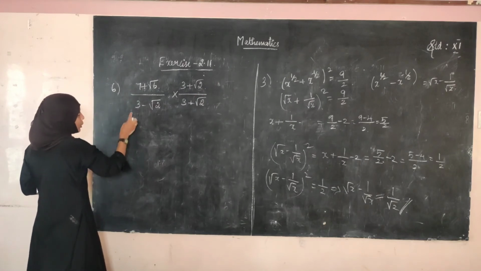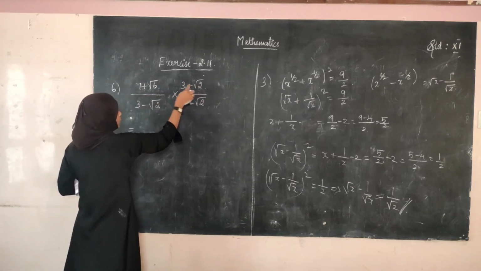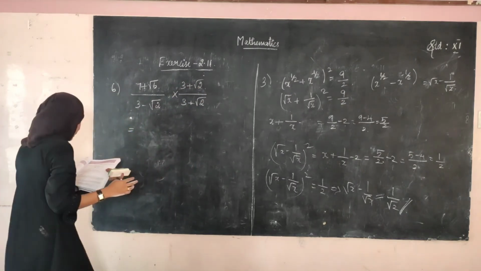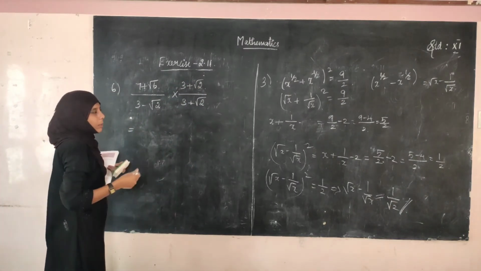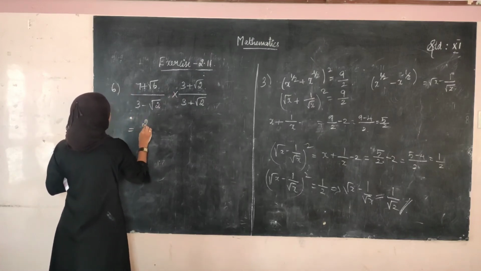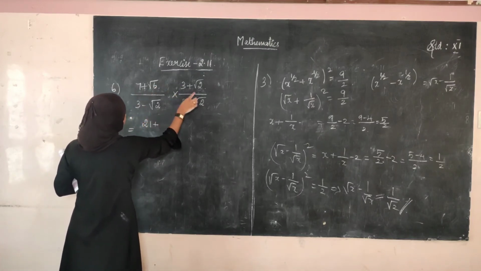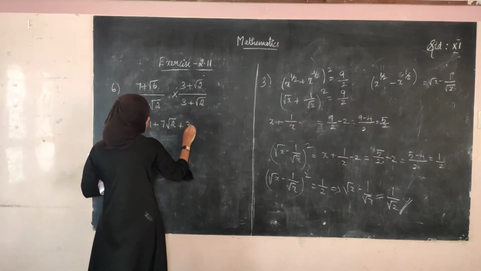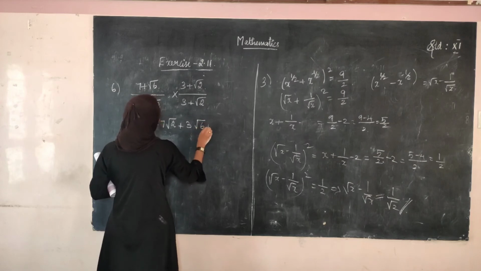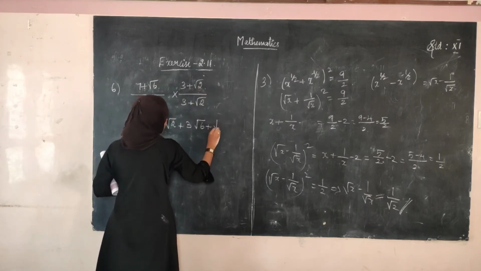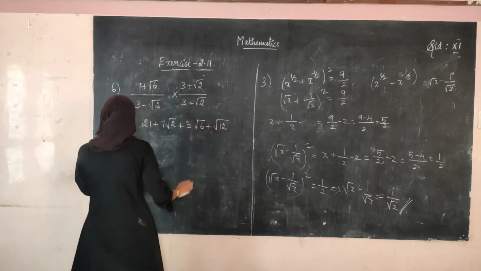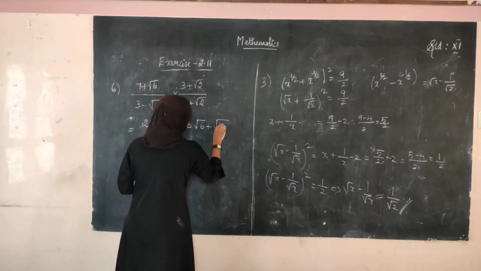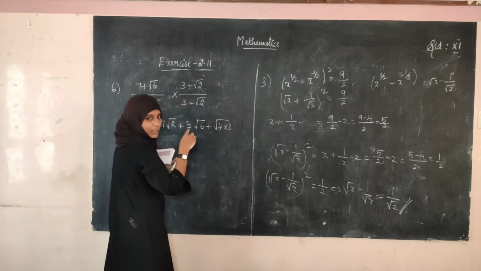What you have to do is multiply this term with these two terms, and again this term with these two terms. So you will be getting 4 new terms. 7 into 3 is 21, plus 7 into root 2 is 7 root 2, plus root 6 into 3 is 3 root 6, plus root 6 into root 2 is root 12. Root 12 can be written as root of 4 into 3.